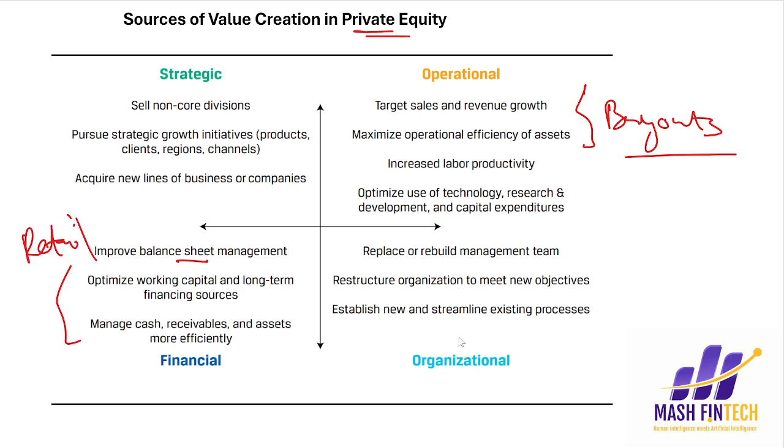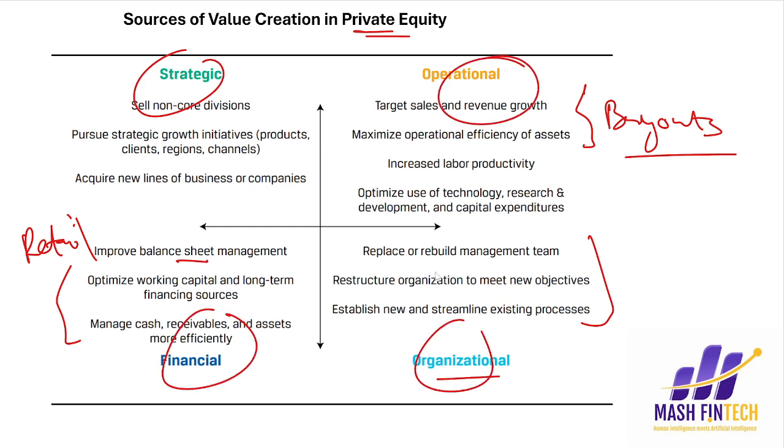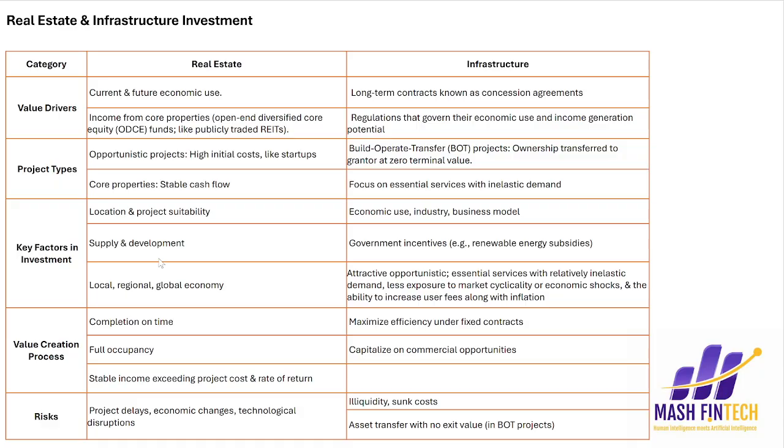And then organizational, you replace or rebuild the management team, you restructure the organization to meet new objectives, you establish new and streamline existing processes. So you want to make it more efficient from an organizational perspective. So these are the four main strategies that are used to increase value in private equity: strategic, operational, financial, and organizational.